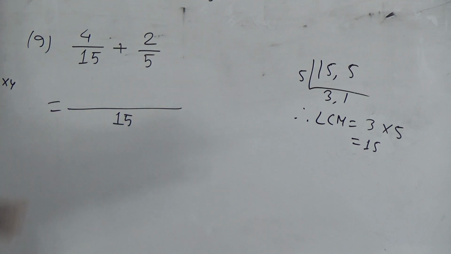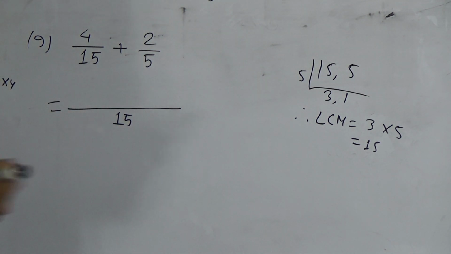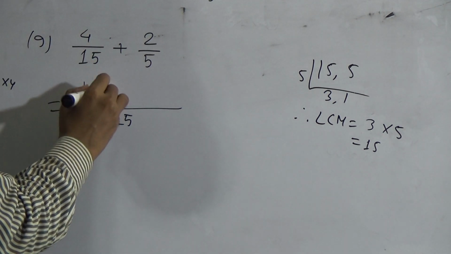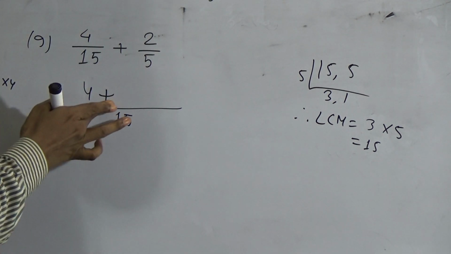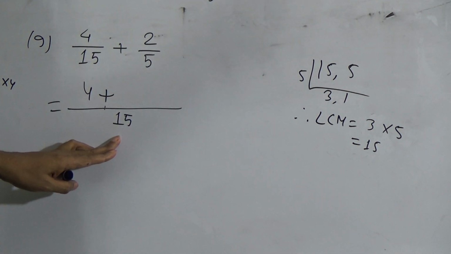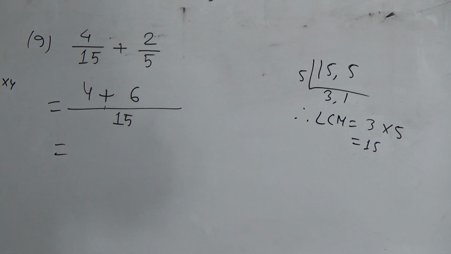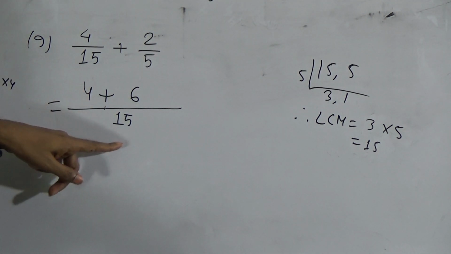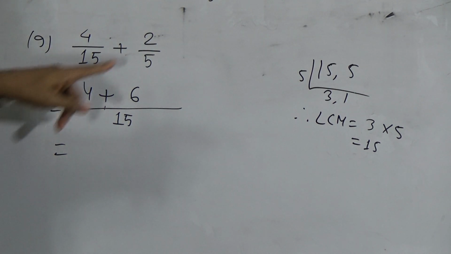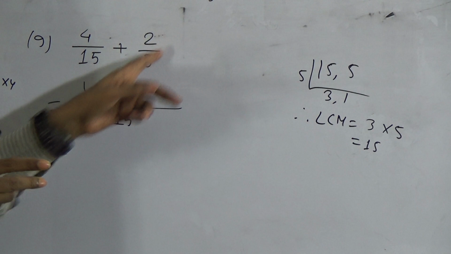First step finished, then second step, divide this 15 by 15, then you get 1. 1 into 4 equal to 4 plus. Now divide this 15 by 5, then you get what? 3. 3 into 2 is 6. Okay, student? I repeat, 15 divided by 15, then you get 1. 1 into 4, 4. Plus. Divide 15 by 5, then you get 3. Now 3 into 2 is 6.